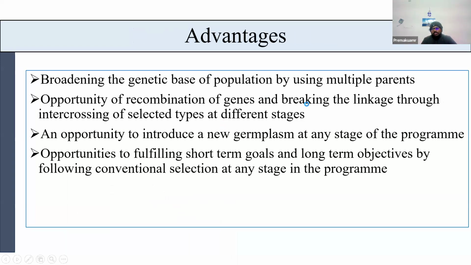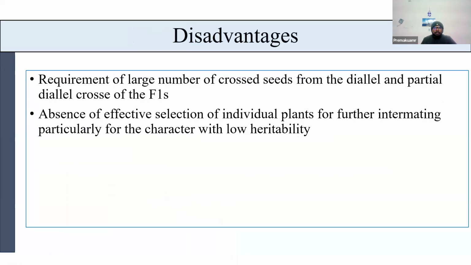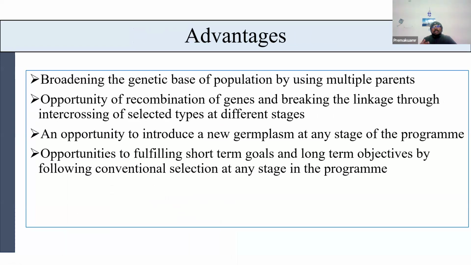It means we can also fulfill short-term goals, since you are allowing recombination and broadening the genetic base. And also your long-term goal, like if you go to F6 you can develop pure lines. Okay, these are the advantages of diallel selective mating.